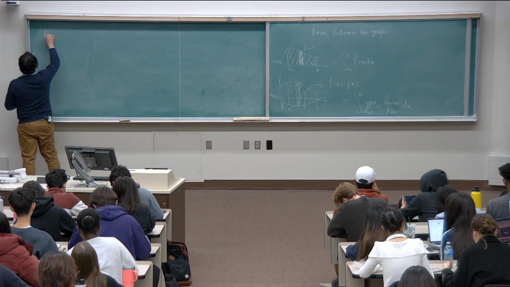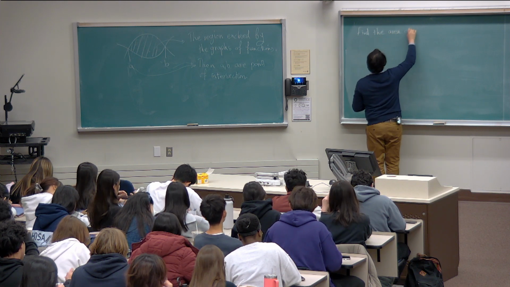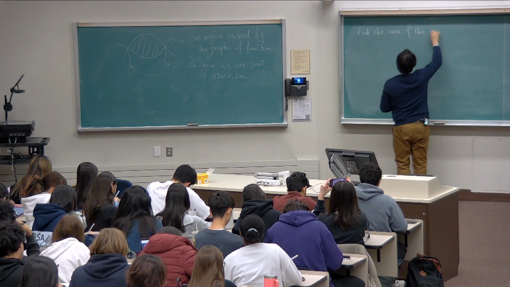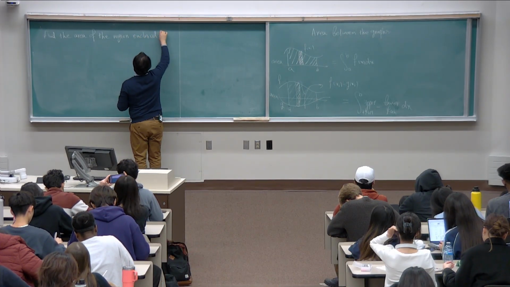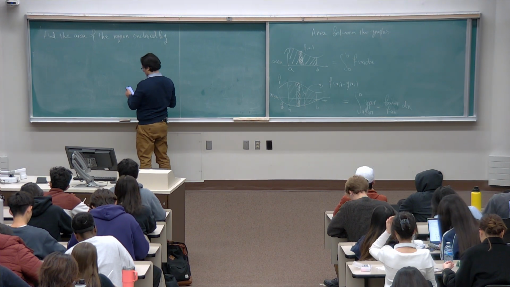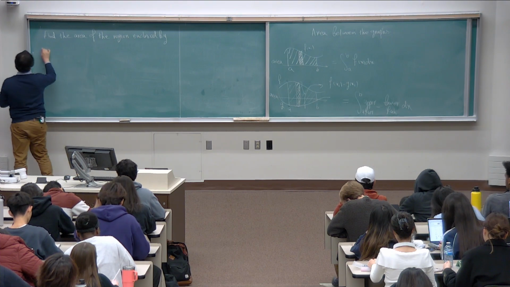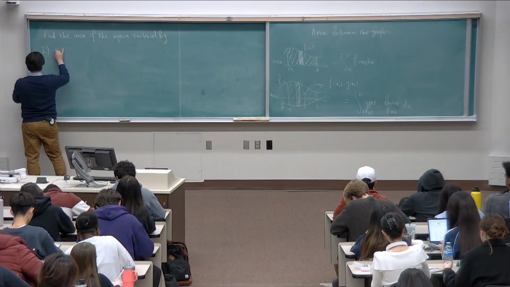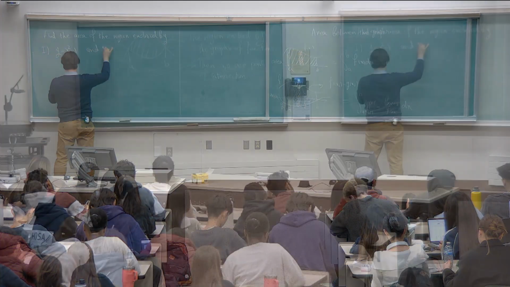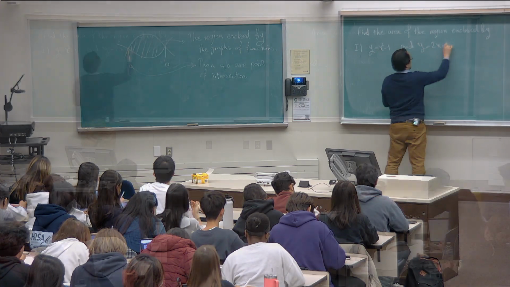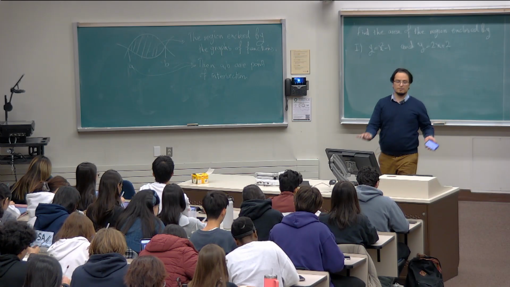Example: find the area of the region enclosed by both functions. I actually have two examples. I'll write just the first one, and then we go from there. Y equals x squared minus 1 and y equals 2x plus 2. And nothing more is given.